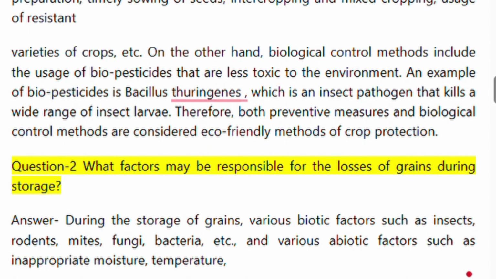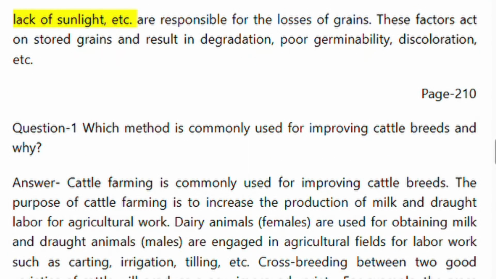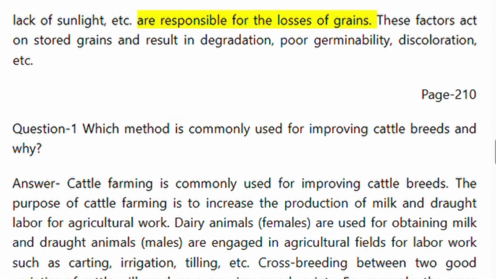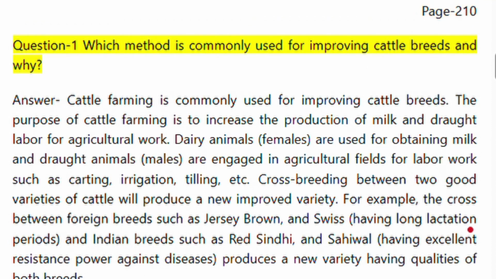Question 2. What factors may be responsible for the losses of grains during storage? Answer. During the storage of grains, various biotic factors such as insects, rodents, mites, fungi, bacteria, etc., and various abiotic factors such as inappropriate moisture, temperature, lack of sunlight, etc., are responsible for the losses of grains. These factors act on stored grains and result in degradation, poor germinability, discoloration, etc. Page 210. Question 1. Which method is commonly used for improving cattle breeds and why?